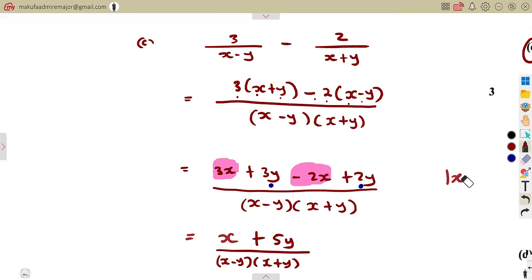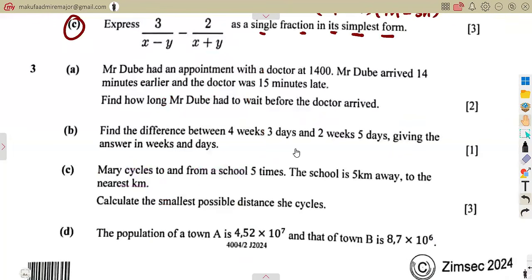Just like that. And do not cancel anything in this case, like x and x. No, that is not canceling. Unless the two brackets are the same, like the numerator and the denominator are the same, you can cancel. Not like this. Do not be tempted to cancel x and x. No, it's impossible. So that was our fraction in simplest form. There's nothing that we can do. So that is the simplest form that you can have.